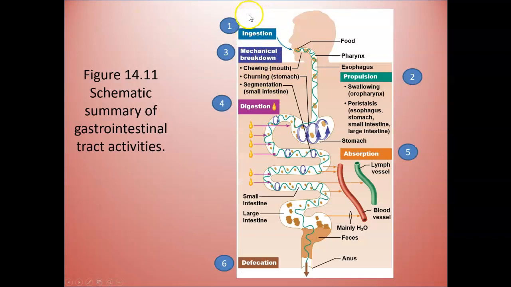So just an overview, again, you can look at ingestion, propulsion, mechanical breakdown, digestion, absorption, defecation. And that tells the main story of what we're looking at across the lab today.